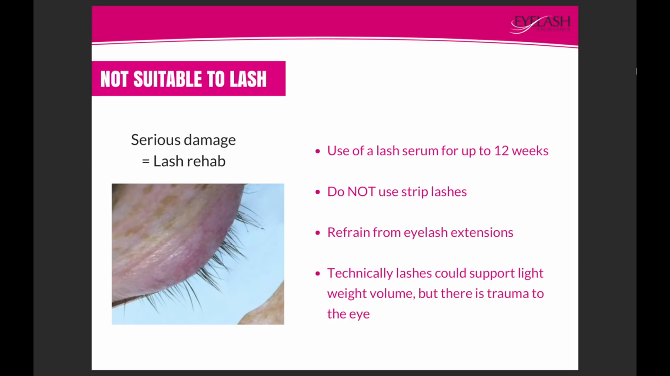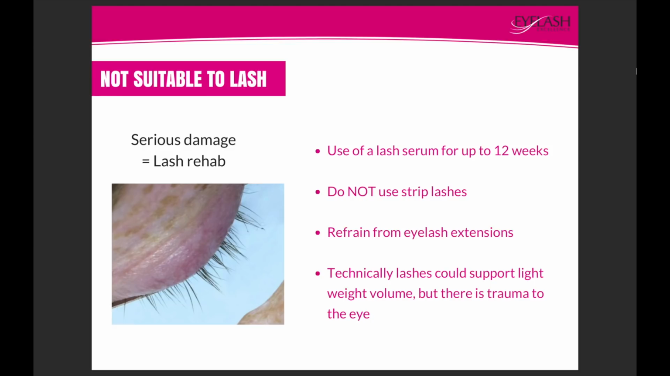So for this type of client, a really good lash serum here in the UK, Revita Lash is really good. It's really pricey, but it is really, really good. I think Grande Lash is a good one as well. But you really do need to get them on a lash serum to help with those lashes growing. Don't use strip lashes. So if they want to go away and start using strip lashes, don't, because when you take them off, the adhesive will actually start ripping out any very fine lashes that you've got growing back. Refrain from eyelash extensions. So even if they try to go elsewhere, you kind of want to be like, stick with me. I know what I'm talking about. In the long run, it's going to be better for your natural lashes.